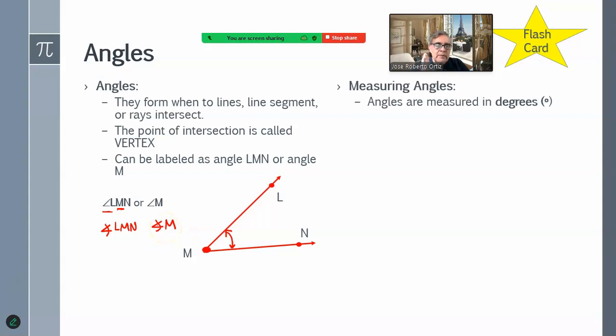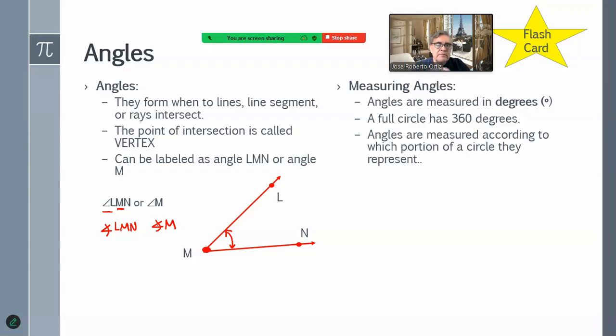When you measure angles, they are going to be measured in degrees. A degree is represented like in temperature, with a little o superscript, above and to the right of the number. And when you have a full circle, that's 360 degrees. So think of it as if this is the middle of the circle.